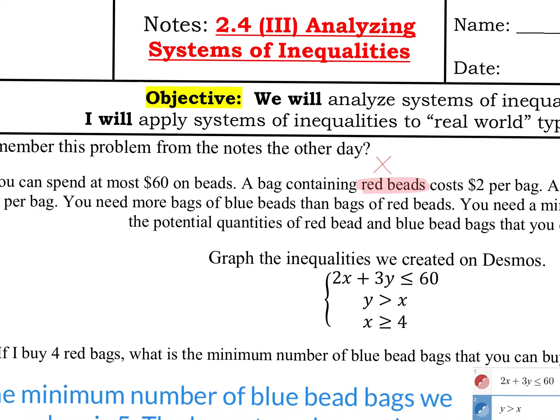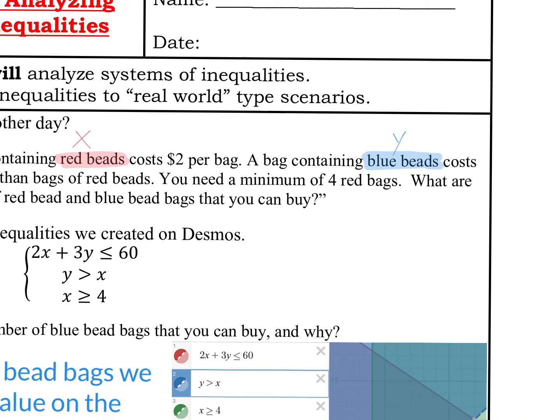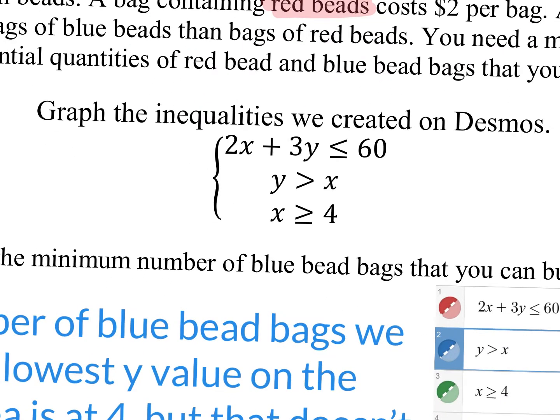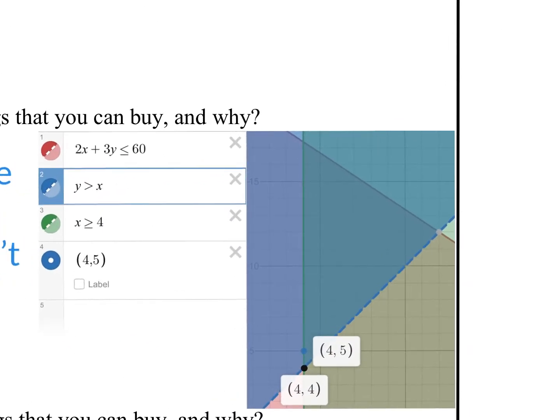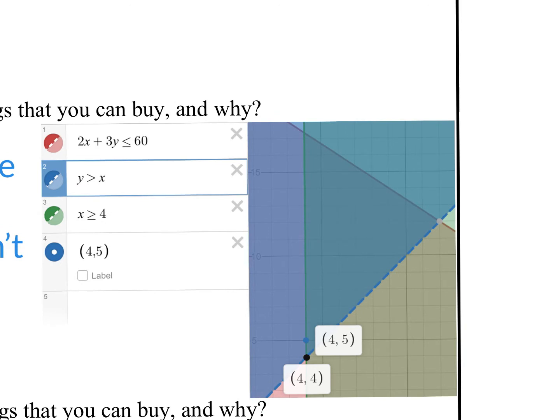Then the next one comes from this: you need more bags of blue beads, that's y, than bags of red beads, that's x, so y is greater than x. And the last one came from you need a minimum of 4 red bags. Minimum means greater than or equal to, so we have x is greater than or equal to 4. You can graph these on your graphing calculator. I use Desmos. Type these into Desmos, scroll over a little bit, and find the common shaded region, where all three inequalities overlap with one another. It makes this triangle right here.